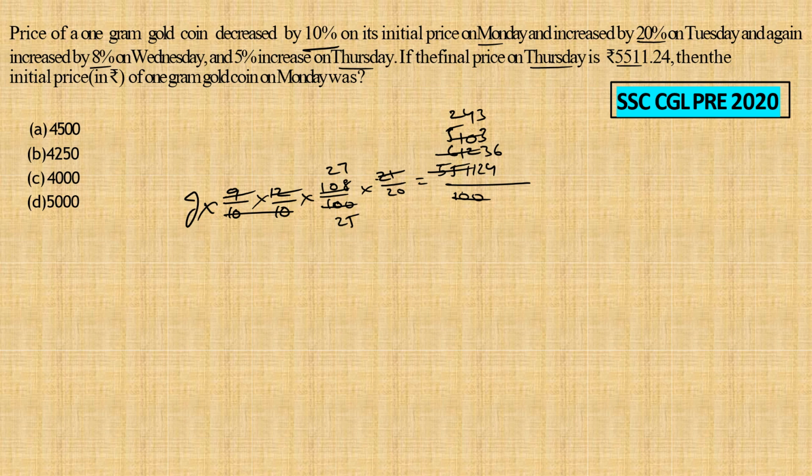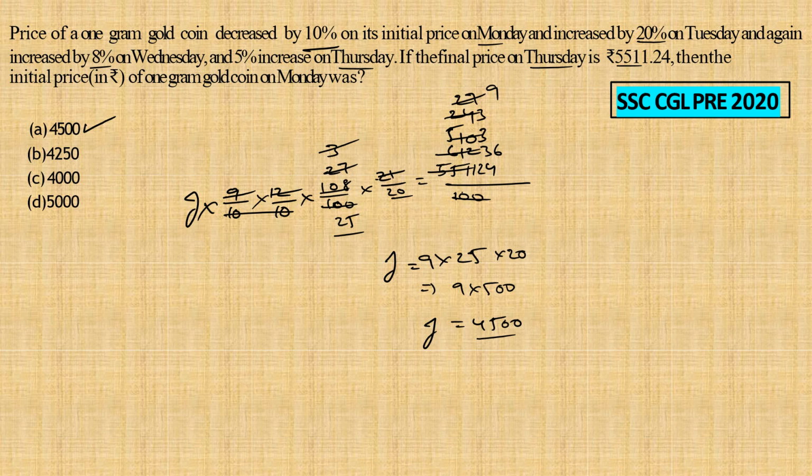Okay, 9 3s are 27, 9 2s are 18, 9 7s are 63. What we are left with is 9 here. You need to write this carefully. Initial value is equal to 9 into, and we are left with 25 and 20 in the denominator, that is 25 into 20, 25 into 2, that is 500. 9 into 500, that is 4500 is the initial value of the 1 gram gold coin. That is option number A.